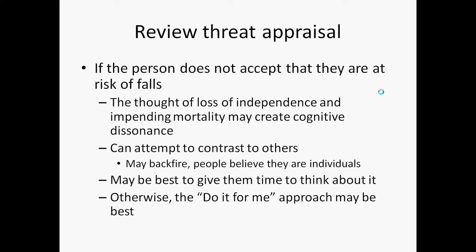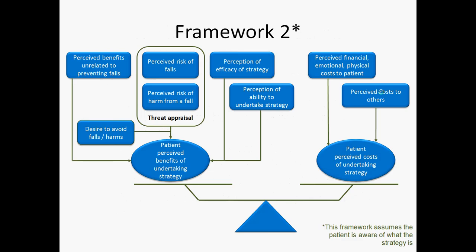If a person is steadfastly not going to accept that they're at risk of falls, then the other approach that you can use to try and help them engage in falls prevention behaviours is the do it for me approach, which may be best. This, of course, relies on having a strong rapport, a strong relationship with the patient that you have developed. So you don't necessarily want to push your risk of falls line too hard for fear of damaging that relationship. Always bear in mind framework 2.